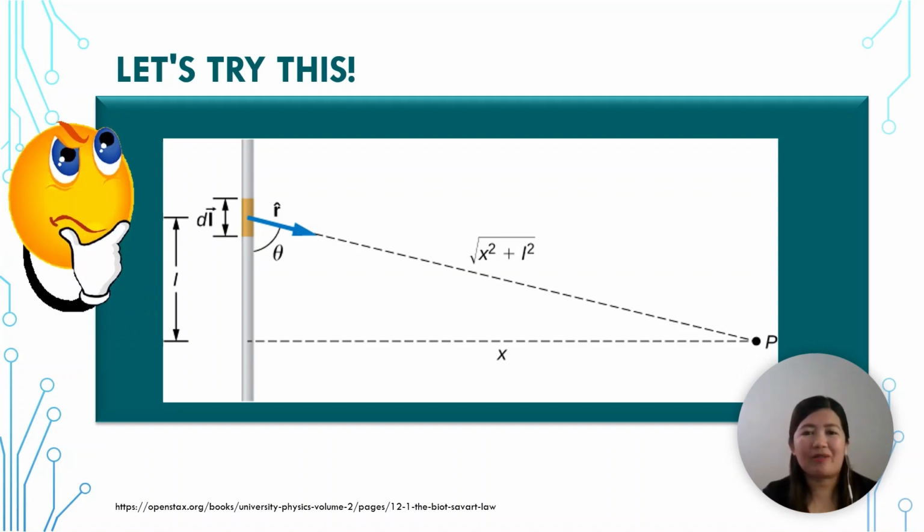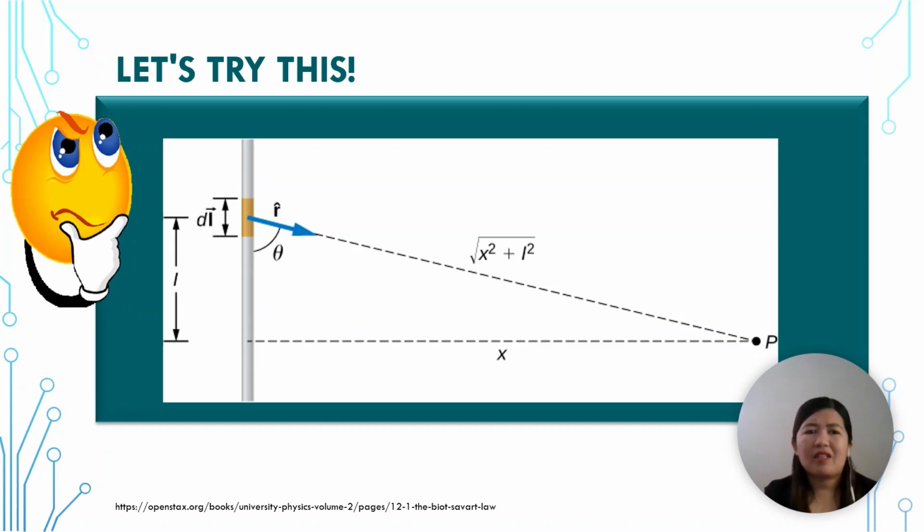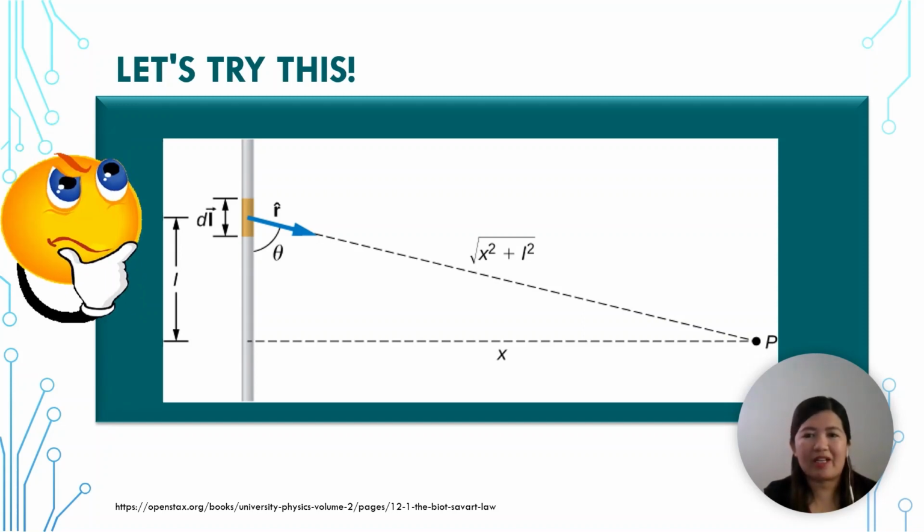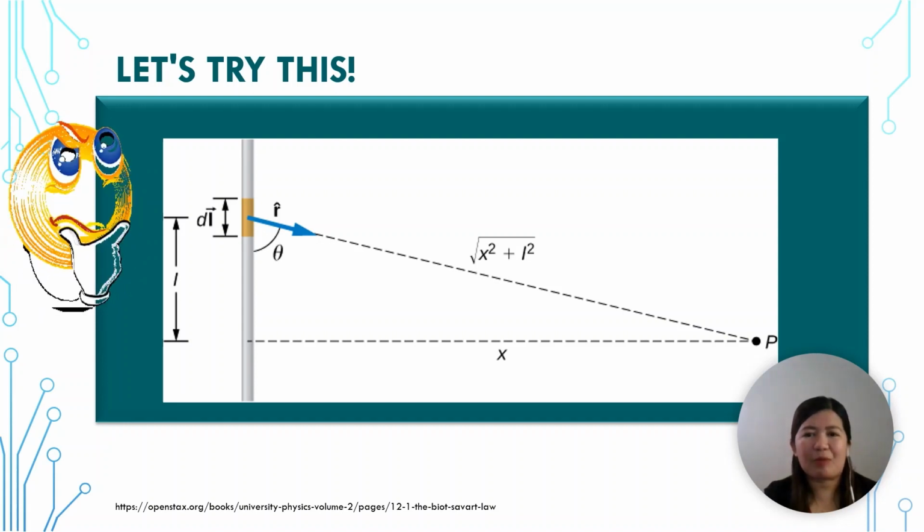Imagine we have a short wire of length 1 centimeter that carries a current of 2 amperes in the vertical direction, as you can see in the figure. The rest of the wire is shielded so it does not add to the magnetic field produced by the wire. Let's calculate the magnetic field at point P, which is 1 meter from the wire in the x direction.